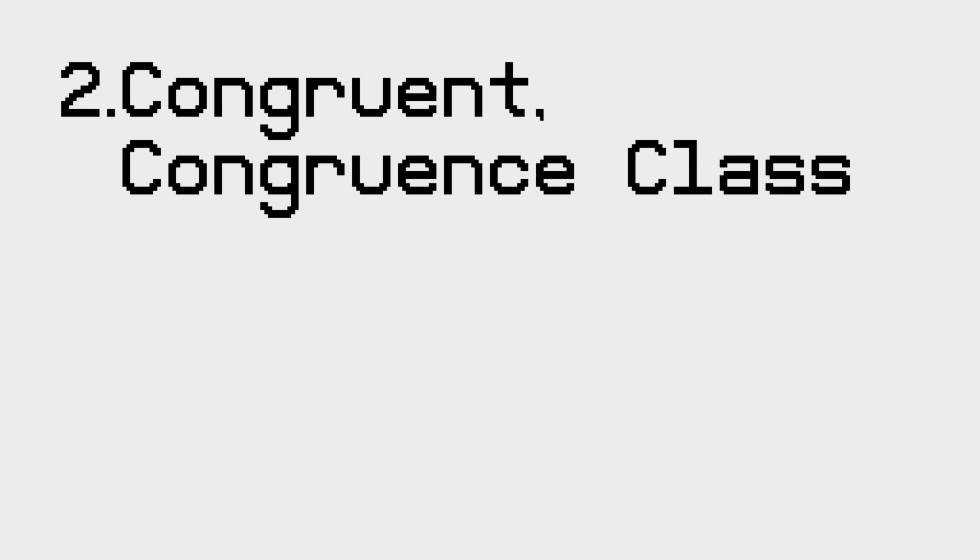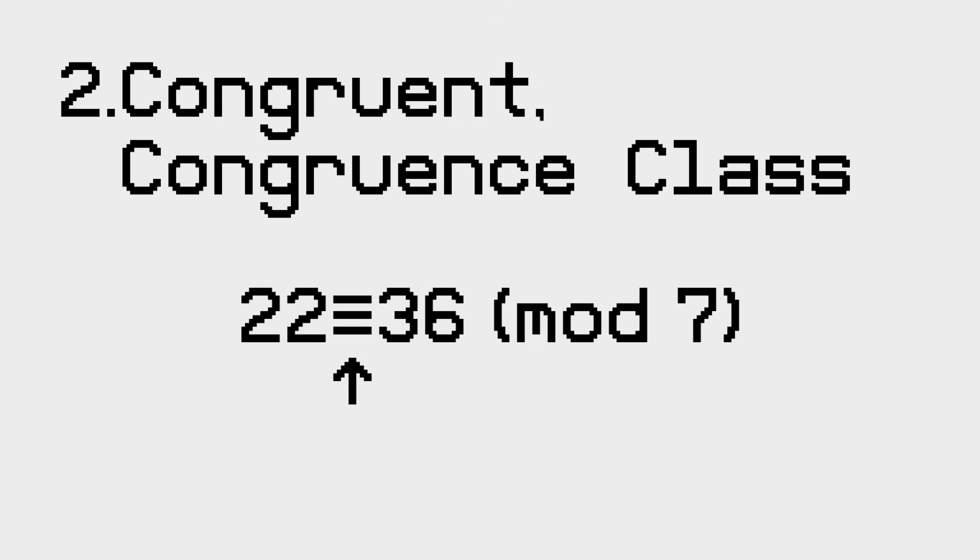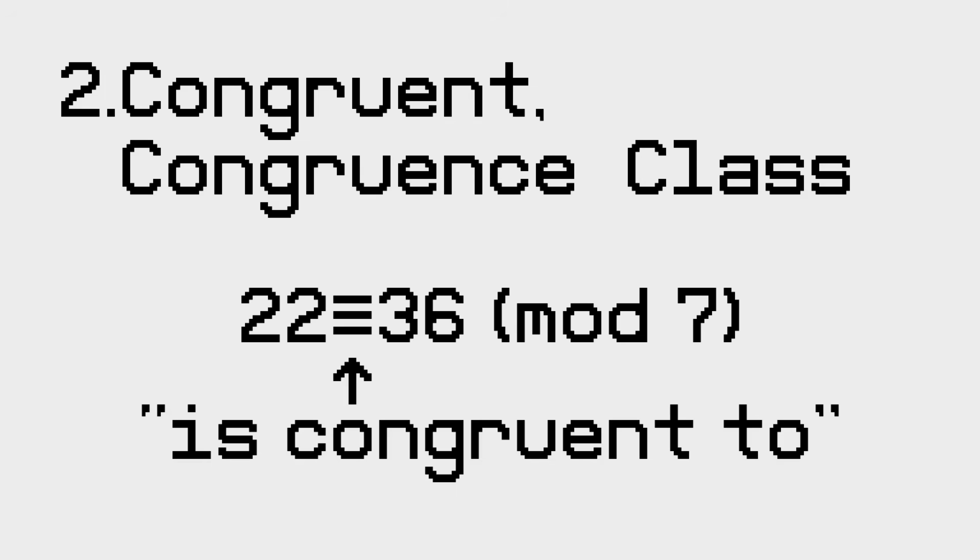Formally, we would write something like this and say 22 is congruent to 36 mod 7. This 3-line equal sign means is congruent to, and is meant to signify that 2 numbers aren't actually equal, but they behave equally when you look at their remainders when dividing by 7.